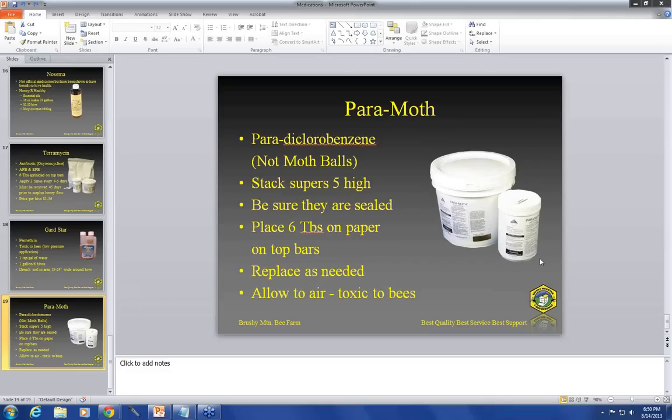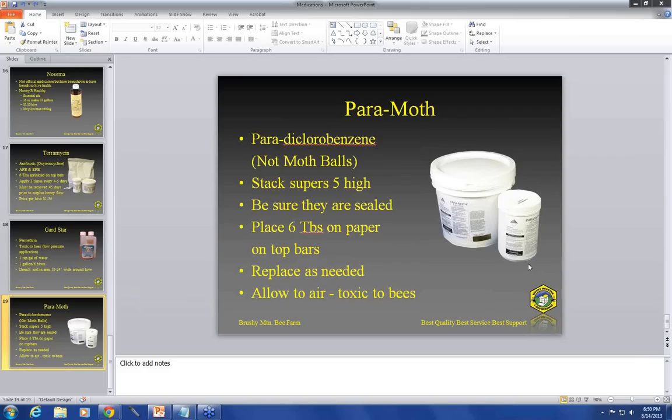But if you're feeding for spring buildup, that honey's going down into the brood chamber. If you're feeding for winter stores, that too is going down into the brood chamber, and so it doesn't really have much impact on the honey and the honey supers.